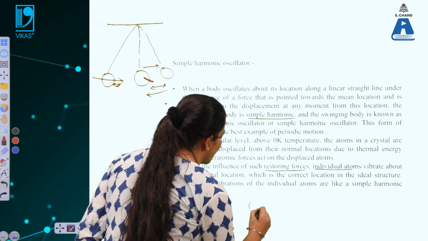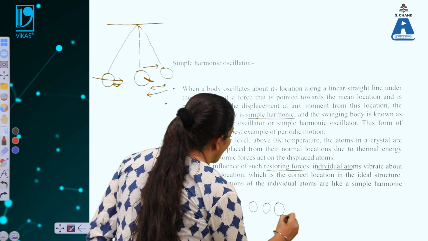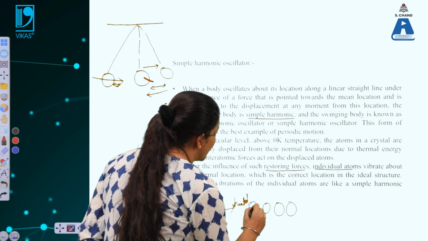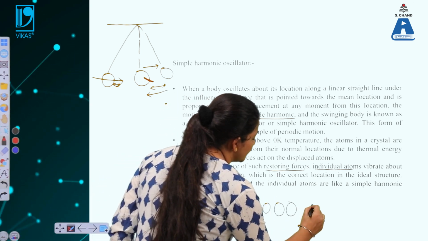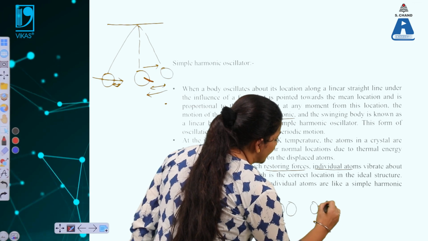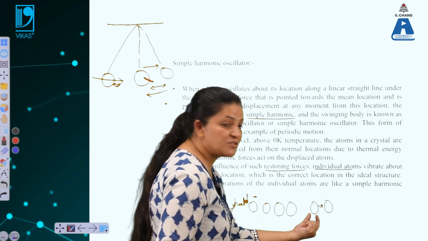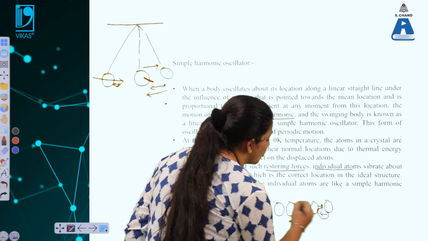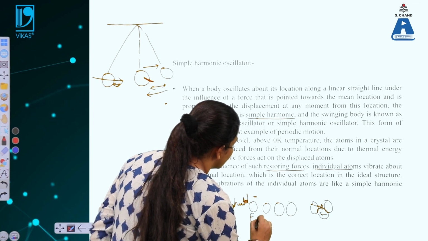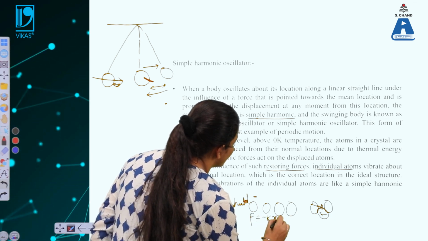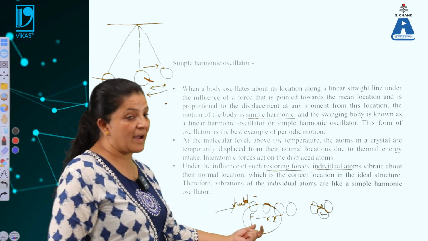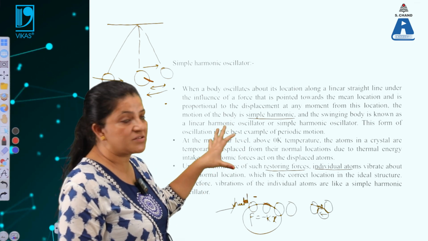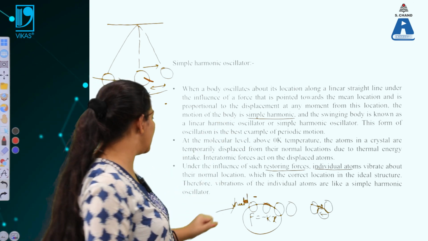In crystals, if there are a large number of atoms, when we apply heat to these atoms, they are heated up and start vibrating. So they are displaced from their mean position, and after some time they come back. A restoring force acts, in the direction opposite to the displacement. This force is given by minus kx. Such kinds of oscillations are known as simple harmonic oscillations.